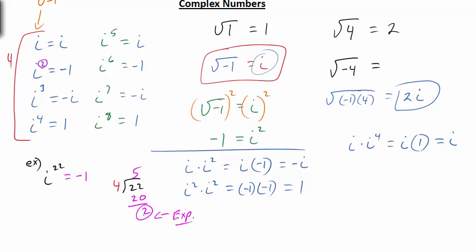So if we had a remainder of 3, you would go here, i cubed. The remainder of 3 would tell us it would be equal to negative i. And if it divides evenly, for example, if you had i to the 16th power, we would take 4 and divide that into 16. And of course, that's going to divide evenly. If you get a remainder of 0, then that means it's going to be equal to a positive 1. So that's how you can easily do that.